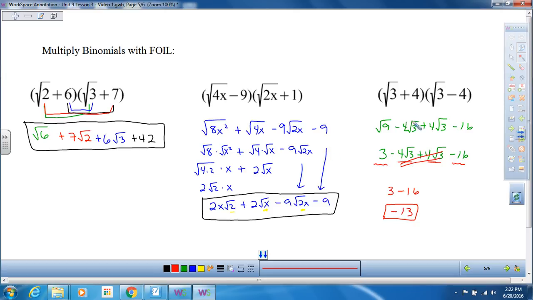So there's a special relationship between square root of 3 plus 4 and square root of 3 minus 4. Those are called conjugates, and we'll talk more about those later in this unit. Really what a conjugate is, it's the same thing except one is a plus and one is a minus.